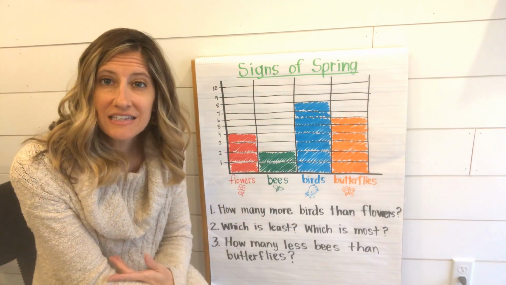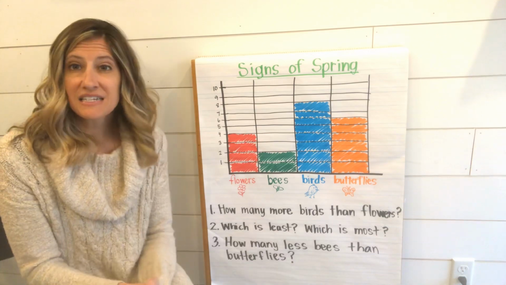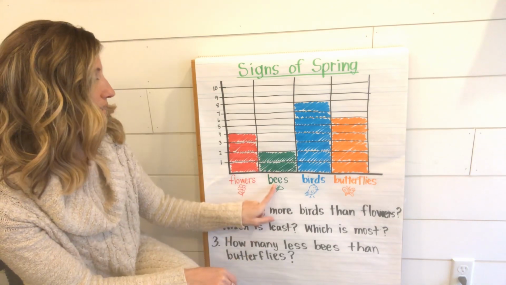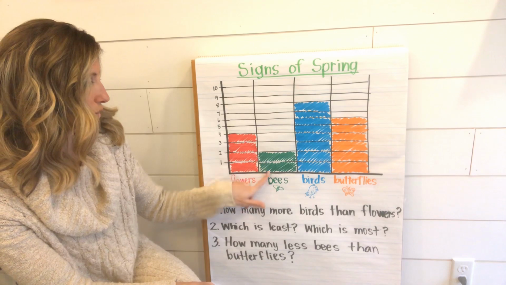Which one has the least? Well, the least is the smallest amount. So bees have the least. There are only 2 bees.